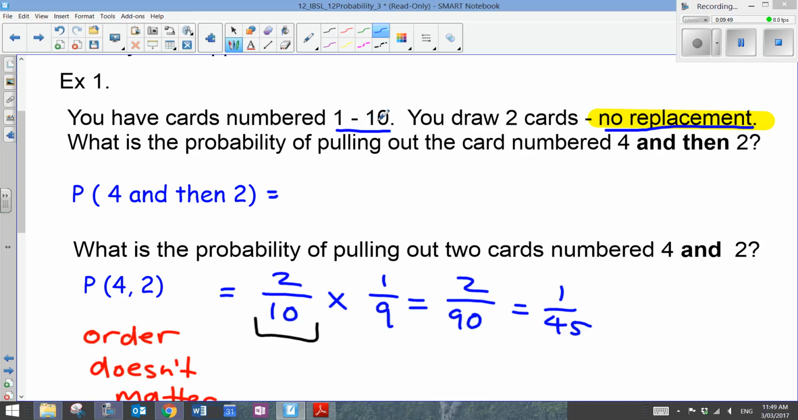So if I have every card 1 to 10 and each have one number on them, my first probability of getting a 4 would be just 1 out of 10. And I would like to then draw a 2, which would be 1 out of 10 if I put the first card back in. But since I've now taken one card out and kept it out, the next card's probability would be 1 out of 9. So I'd wind up with 1 out of 90 for my probability.